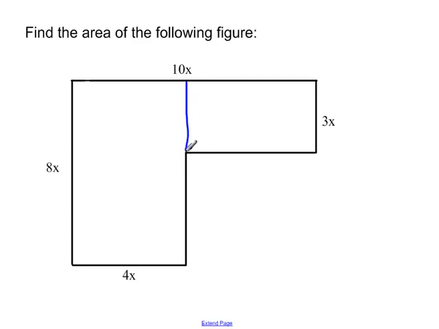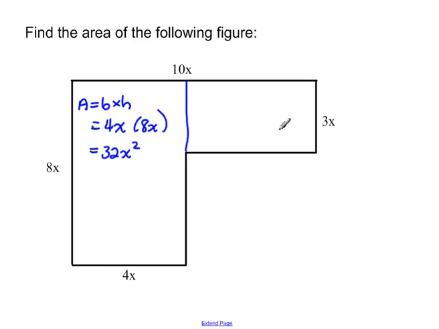What some of you might also do is you might find the area of the big shape and then subtract this part here, and that's also fine. So once you split it into two rectangles, let's find the area of rectangle 1. Remember, area is base times height, which is going to end up being 4x times 8x. And when we multiply those together, we get 32x squared.